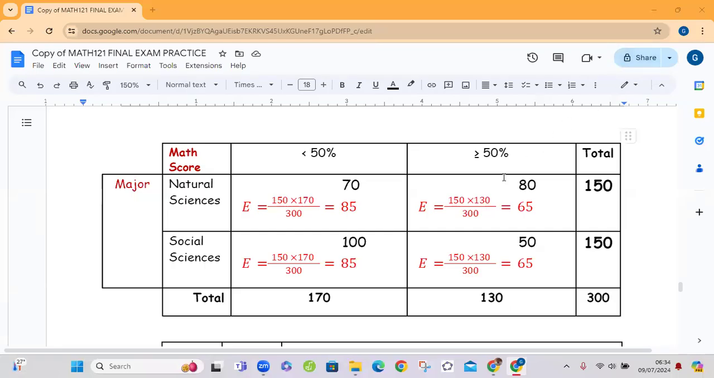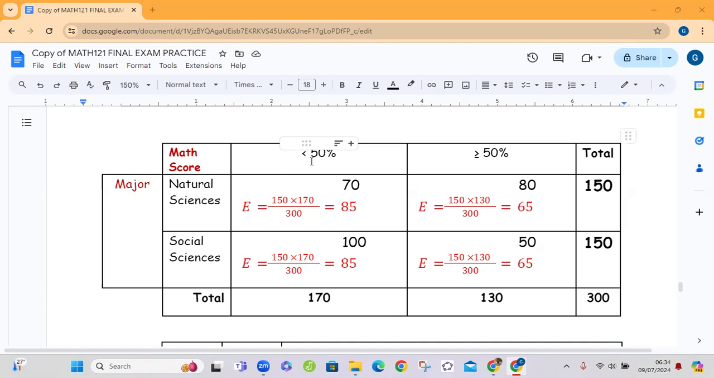So here's the contingency table containing the data, the observed values, and the expected values were calculated. Here are the two variables, academic major and mathematics score. The academic major is divided into the natural sciences and social sciences, and the mathematics score is divided into two groups: those who scored less than 50% and those who scored more than or equal to 50%.